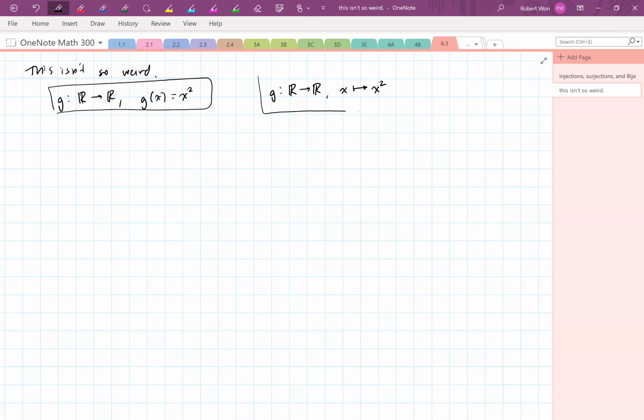Because let me consider my favorite function, the function from the reals to the reals given by g of x equals x squared. By the way, another way that you might see this notated is like this: g is a function from R to R that sends x to x squared. So these two mean the same thing. This says the name of the function is g, it's a function from R to R, and the rule takes any element x to its square. And if you're following along in LaTeX, this is backslash mapsto.